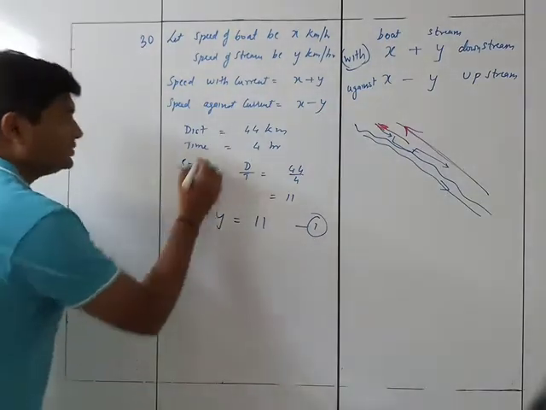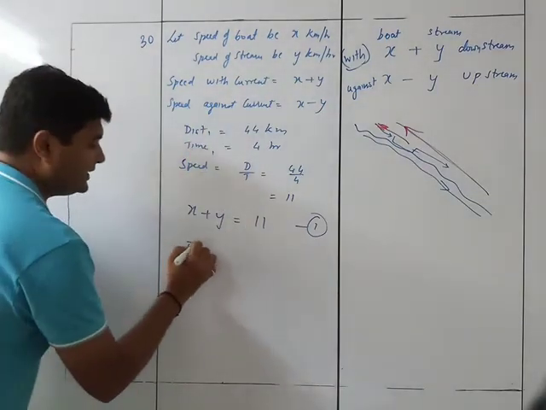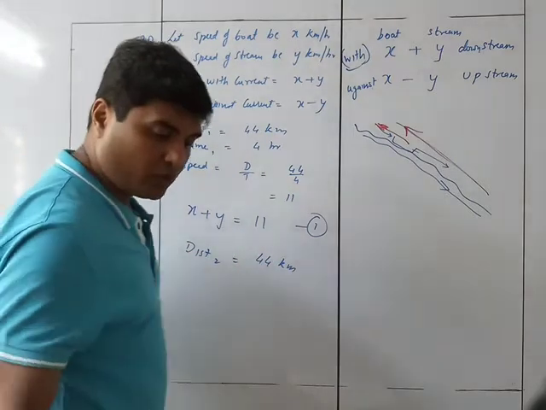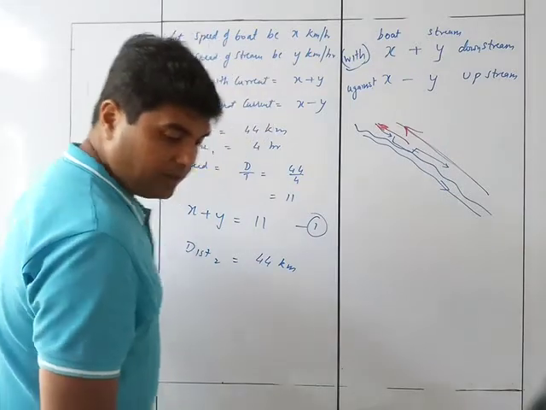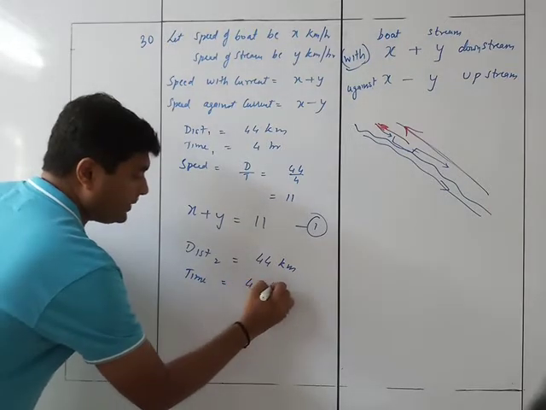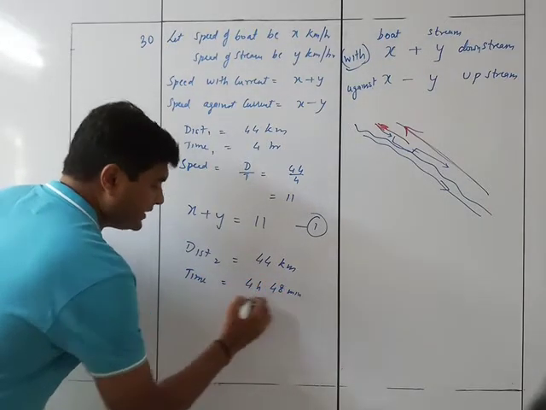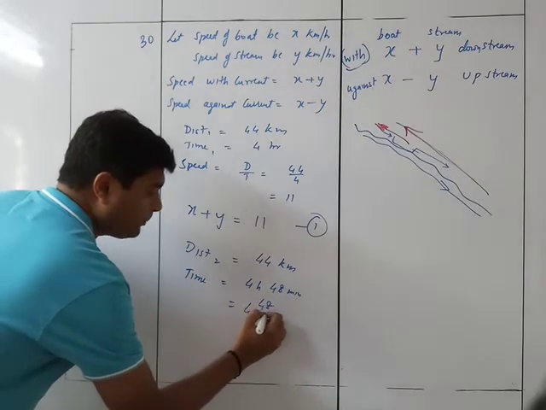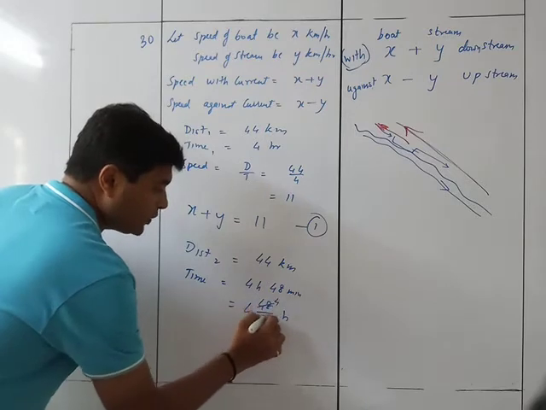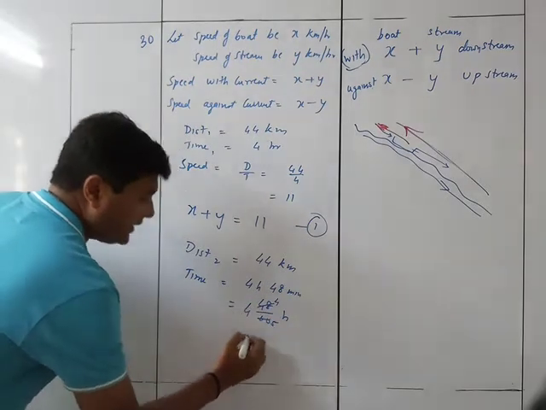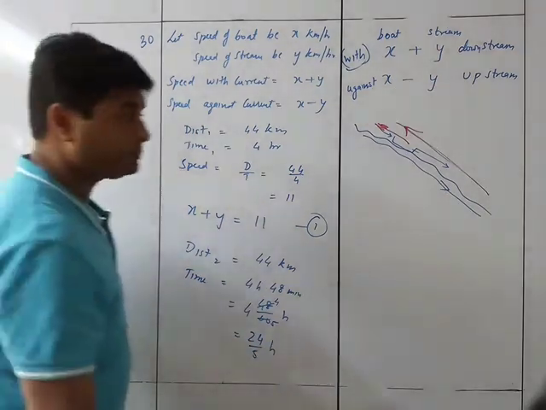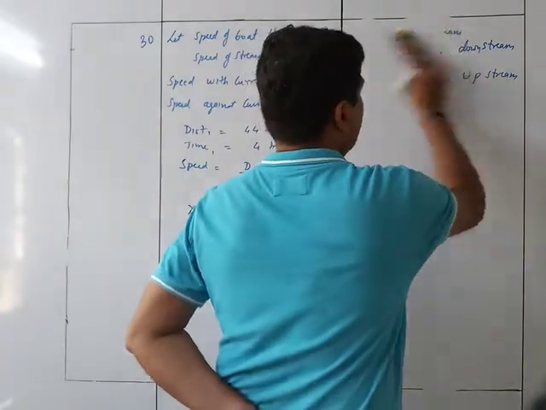The second part: the distance is equal to 44 kilometers, because it is going to come back the same distance, and the time is equal to 4 hours 48 minutes. Now what is 4 hours 48 minutes? It's nothing but 4 and 48 upon 60 hours, which becomes 24 upon 5 hours.